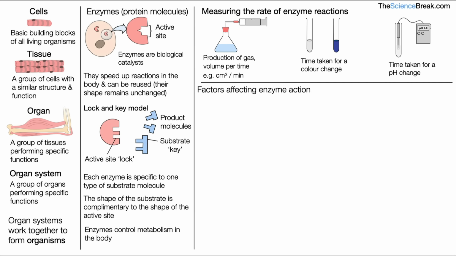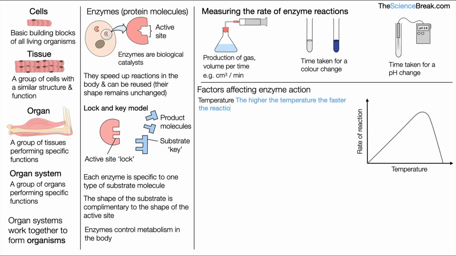There are factors that affect enzyme action. One of them is temperature. If we look at a graph of the temperature versus the rate of reaction, we see it looks a little bit like this. We can describe this and explain this. So for the first part of the graph, the higher the temperature, the faster the reaction.